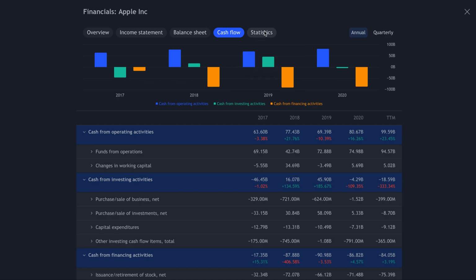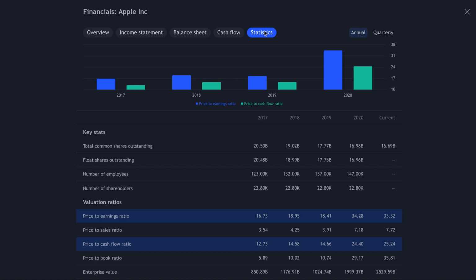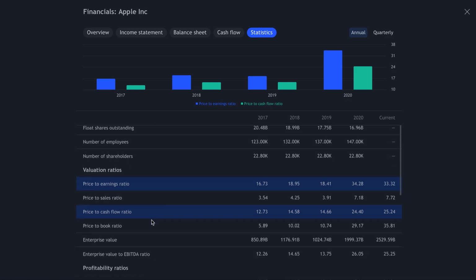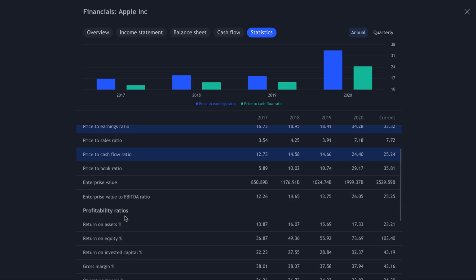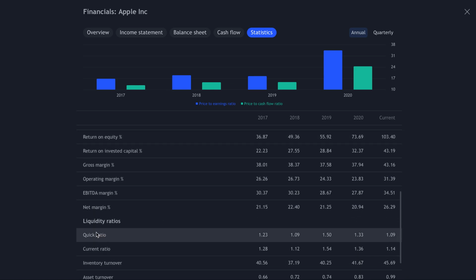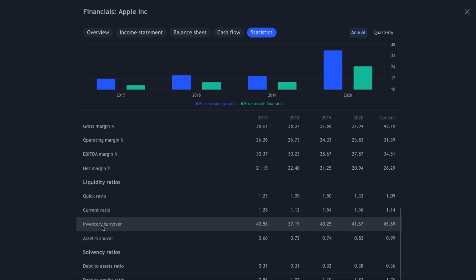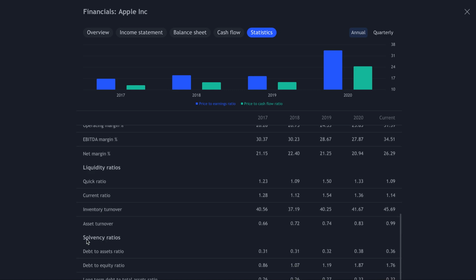Now, this is not a financial statement. However, it's a tool that analysts use to evaluate the financial health of a company. Now, you have the price to earnings ratio, you have price to sales ratio. It's mostly just ratio analysis. That's what the statistics are for, right? You have the return to assets, you also have the quick ratio, current ratio, inventory, right? Solvency ratios.